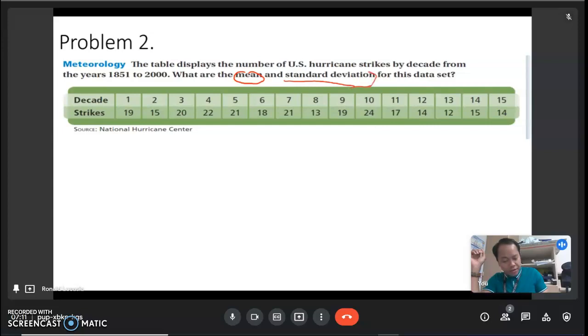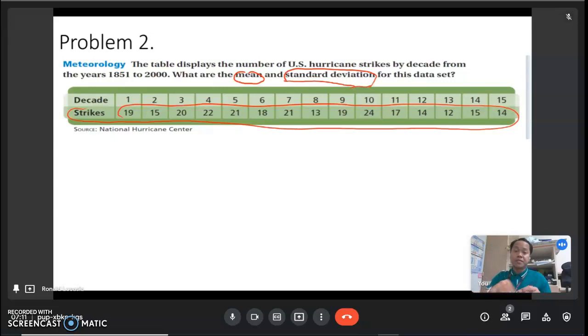It's not asking for the variance, but in a traditional way of getting the standard deviation, you have to find the variance in order to get the standard deviation. But in Desmos, we will no longer need to compute for the variance, only for the standard deviation you can do it, for as long as you are going to type this data to your Desmos.